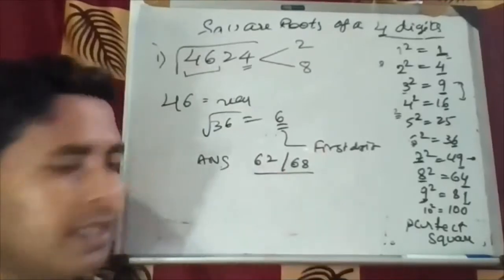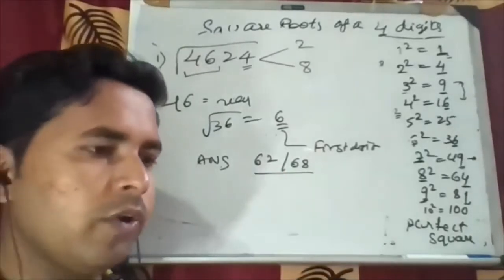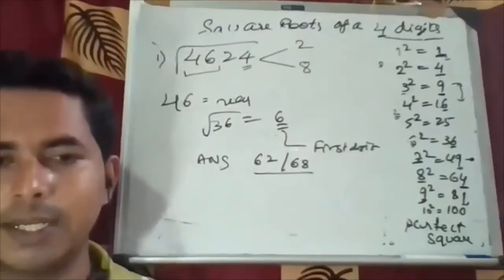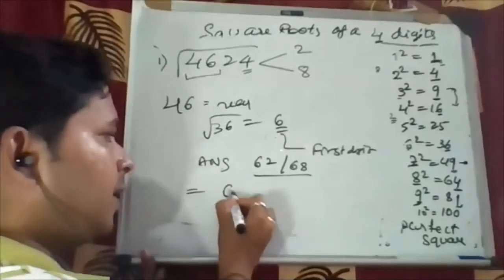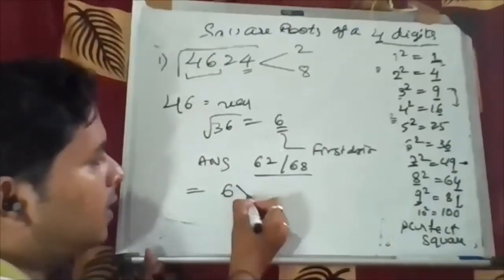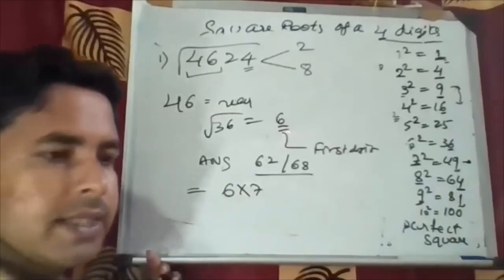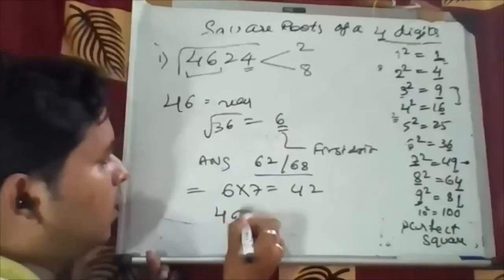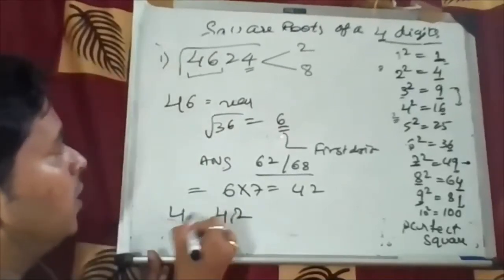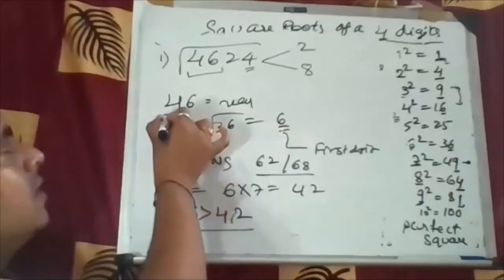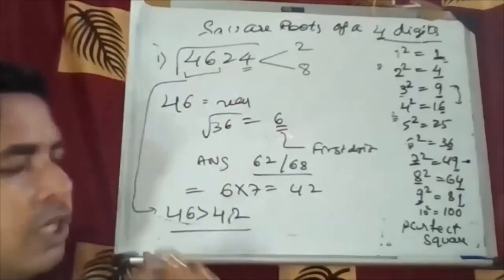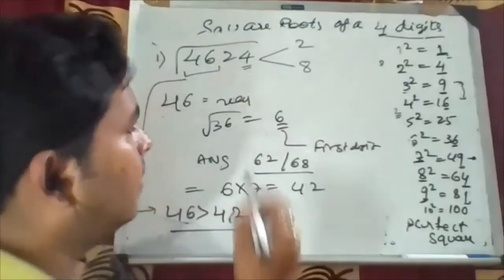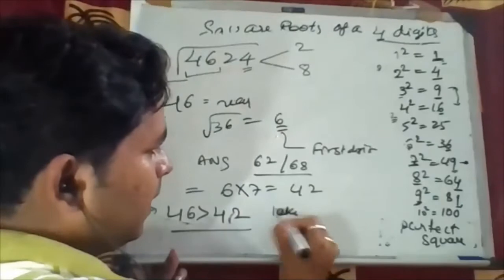So how to find now whether it is 68 or 62? Take this 6. We found that the first digit is 6. Take the same method again: take the first digit, increase by one number and multiply. 6 into 7 is 42. Now 42 is smaller than 46. Then what you have to do? Take the larger number.